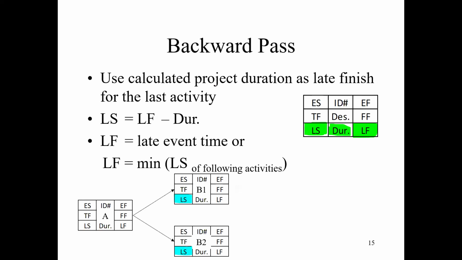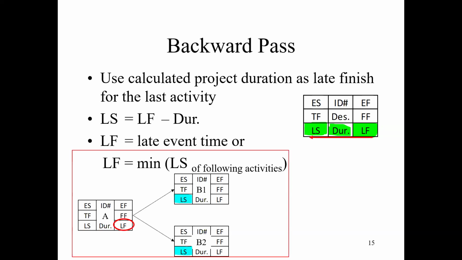You use your calculated project duration as the late finish time for your last activity. So suppose this is your last activity, your early finish time comes down to here as a late finish time. Once you determine your late finish time for your last activity, then you can use the formula, late finish time minus your duration, to get your late start time. You get your late start time, and then you come to the formula over here.